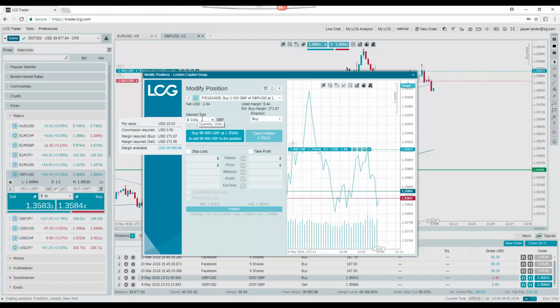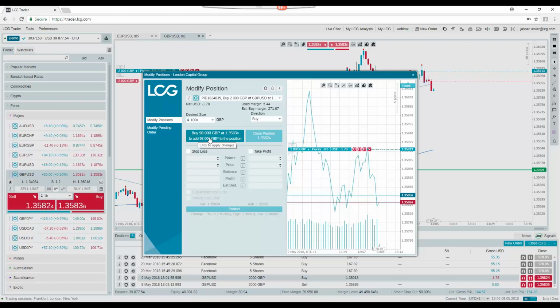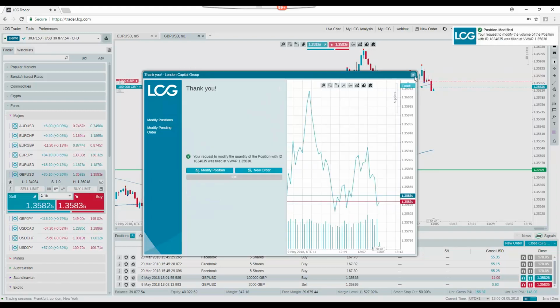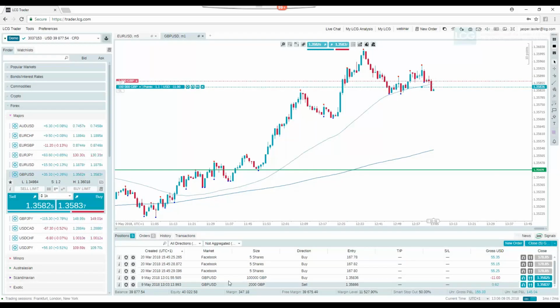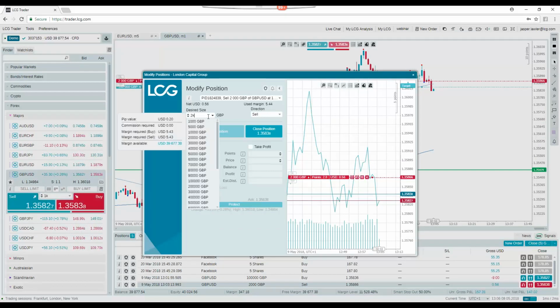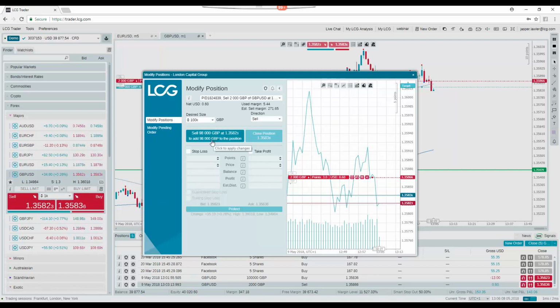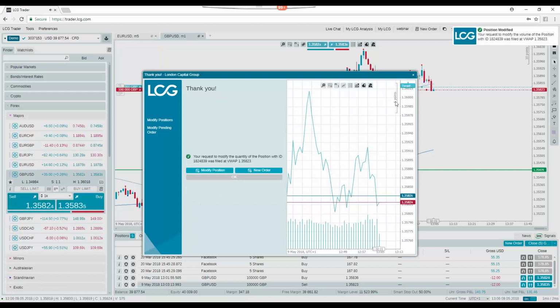This is the desired position. So we only had 2, but we want 100 now. So by doing this, we're adding 98, right? That's why this button says we're adding £98,000 worth to our position. So boom, we've done that. Let's do the same with our sell trade. Change the desired position from 2,000 to 100,000. To do that, we need to sell an extra 98,000. We'll just click that button there. Boom.